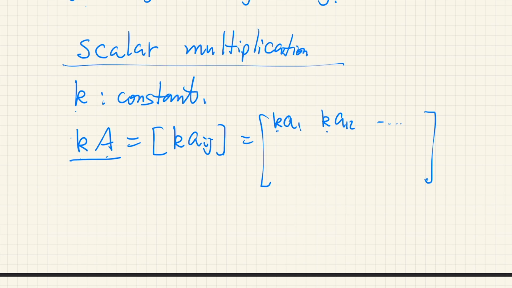And if you prefer the alternative notation, the scalar multiplication is defined by this. So the ij element of this new matrix kA is equal to the product between the scalar k and the ij element of A. We are saying the same thing as here.